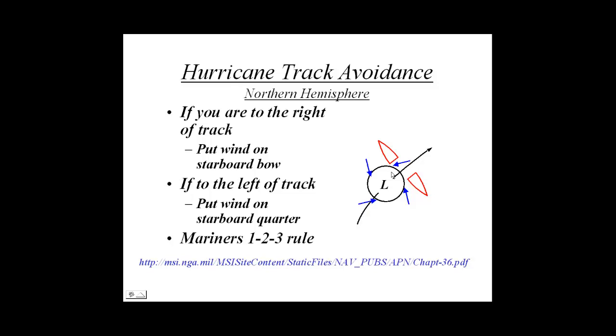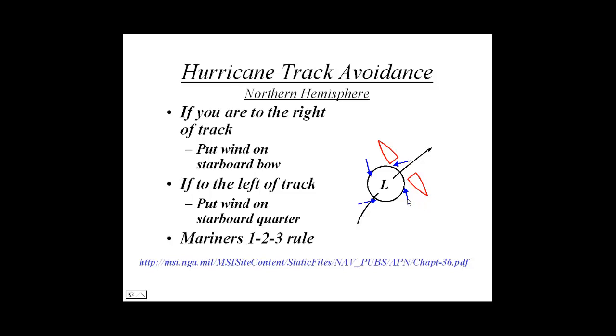Okay. Now, hurricane track avoidance, again, northern hemisphere. And here's a picture of a hurricane, a low pressure system. It's a hurricane, and it's traveling this way. And you remember the right-hand side of the track is the dangerous semicircle. But in order to avoid the worst of that hurricane, the recommended maneuvering action for a boat, if you are on the right side of the track, is to put the wind on your starboard bow.